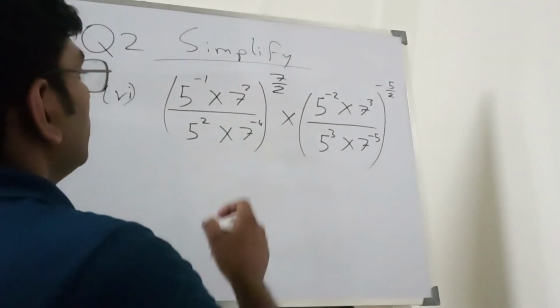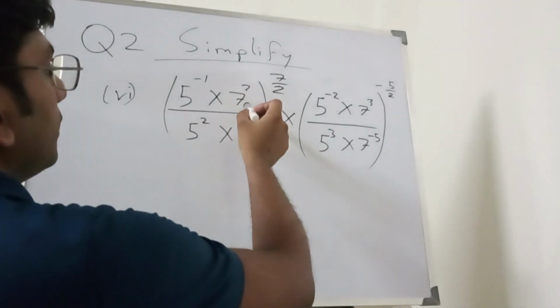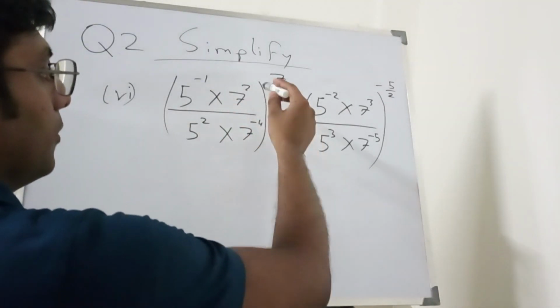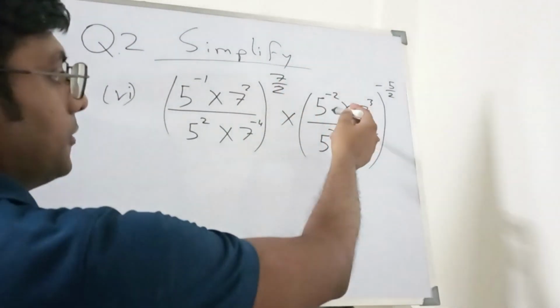Over here it's 5 raised to the power minus 1 into 7 square, divided by 5 square into 7 to the power minus 4, whole raised to the power 7 by 2.